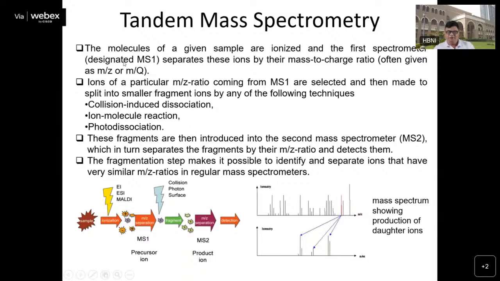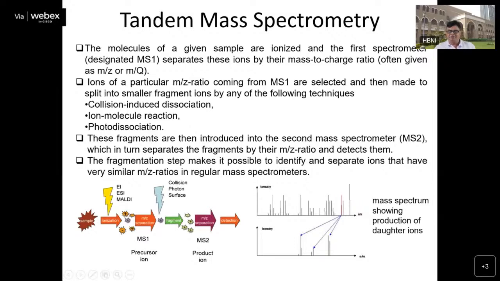The molecules of a given sample are analyzed, and the first spectrometer separates these ions by their mass to charge ratios. The ions of a particular m/z ratio coming from MS1 are selected and then made to split into smaller fragment ions by the following techniques. What are those techniques? We can use collision induced dissociation, ion molecule reactions, or photodissociation. These are then introduced into the second mass spectrometer, which in turn separates the fragments by their m/z ratio and detects them.